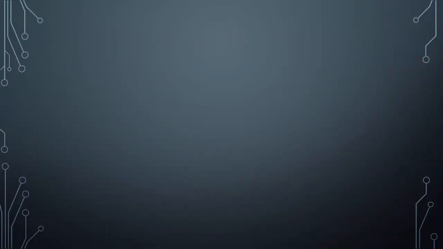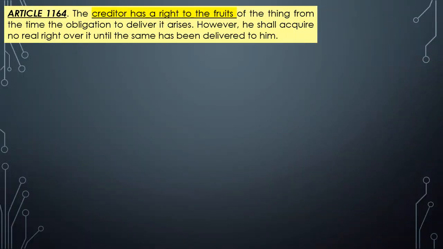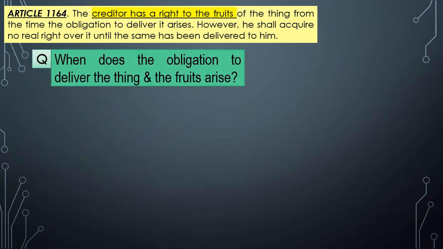We're going to talk now about the fruits. The applicable article is Article 1164. So recall your property, there are three kinds of fruits, and that is the natural, civil, and industrial. So the creditor has a right to the fruits of the thing from the time the obligation to deliver it arises. However, he shall acquire no real right over the fruits until the same has been delivered to him. So question, when does the obligation to deliver the thing and the fruits arise?